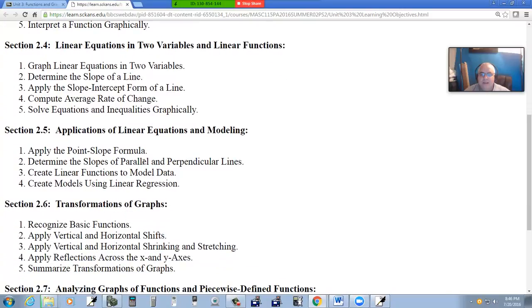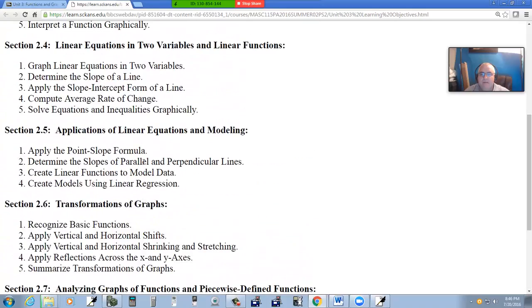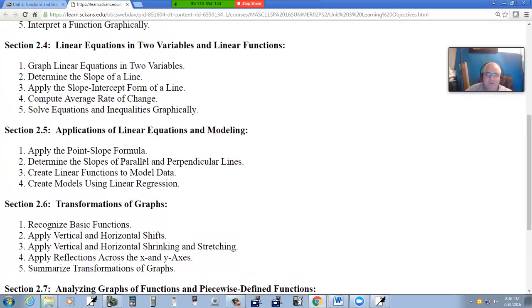Okay, so let's take a look at 2.4. And about halfway through, but I'm not halfway through the material, so I'll start skipping a little bit.